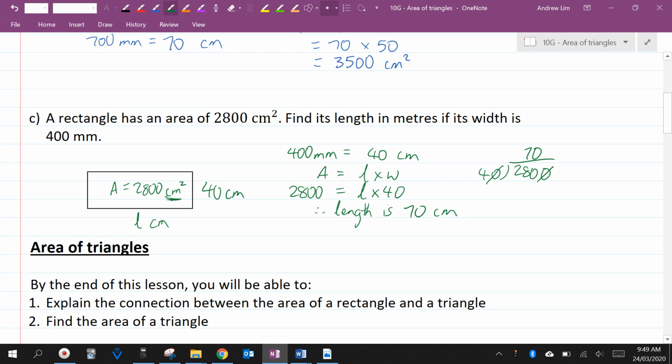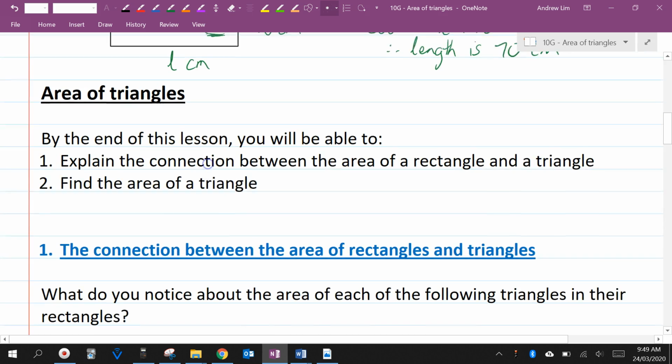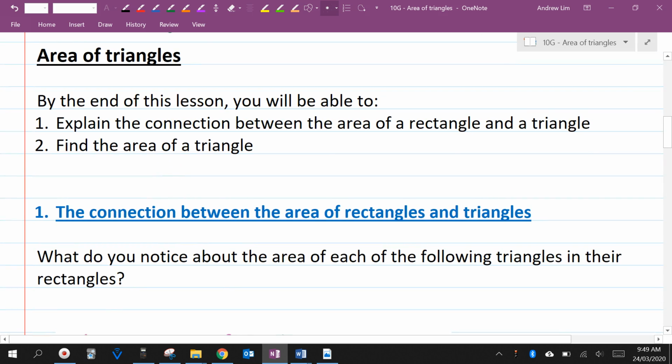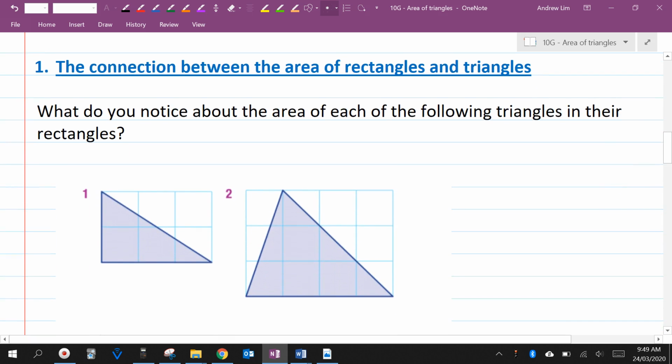Alright, let's have a look at today's lesson on area of triangles. So by the end of this lesson, you'll be able to explain the connection between the area of a rectangle and a triangle, and find the area of a triangle. So let's have a look at the first one, the connection between the area of rectangles and triangles. What do you notice about the area of each of the following triangles in their rectangles?